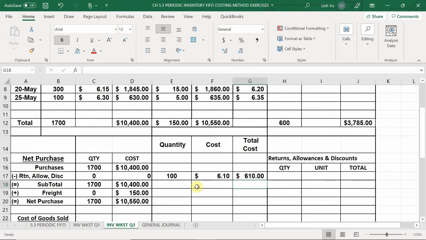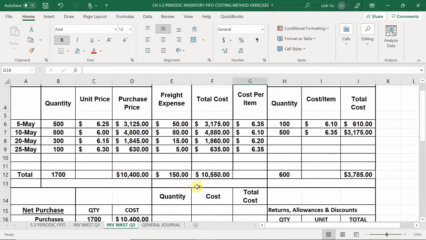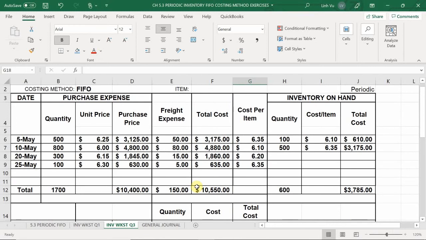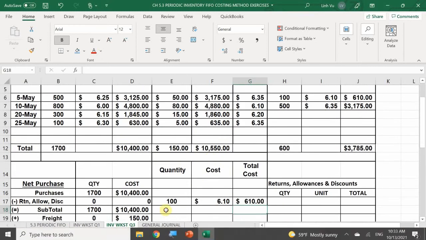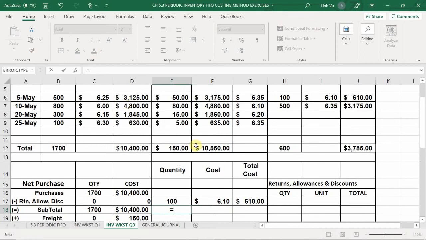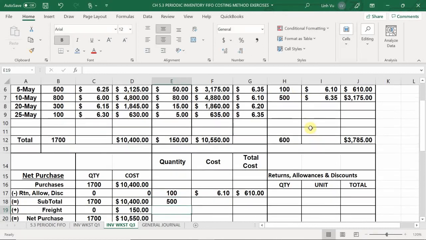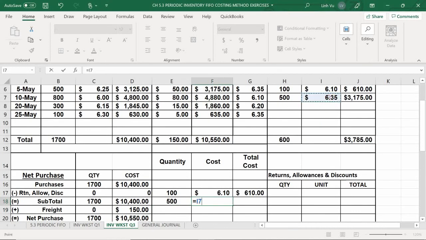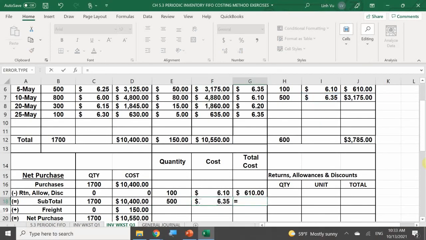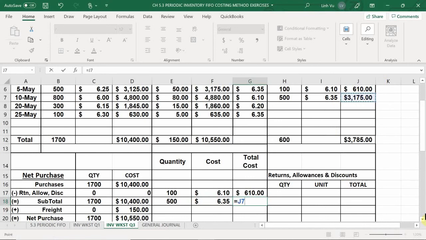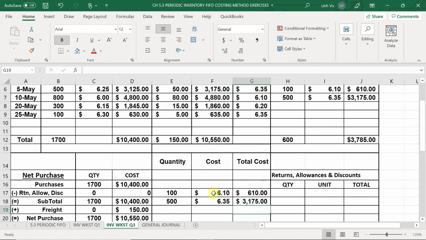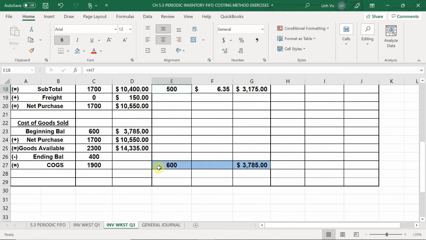What next batch am I going to sell next? 500. The 500, right, on the inventory on hand, right? Since I know I'm going to get rid of this entire batch of inventory here, right, for $6.35 each, is going to give me a grand total of $3,175. Okay? So that's the first 600, okay? I have 600 sold. I still need 1,900. So therefore, I still need to sell 1,300 more items.